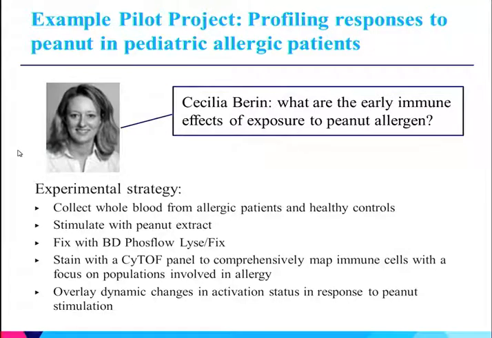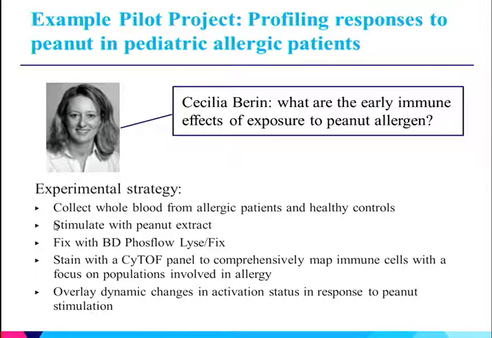So I'm going to talk about one specific project, just as an example of this sort of pilot project work, to give you a sense of how some of this stuff evolves over time, and some of the troubleshooting and thought that goes into it. So this was a project with Cecilia Barron, who's an allergist and is interested in pediatric allergy. And the specific question she was interested in for the purpose of this talk was, in peanut allergic children, when they get exposed to peanut, what are the early signaling effects that happen in those patients? Essentially, what does the early immune response to peanut allergy look like?